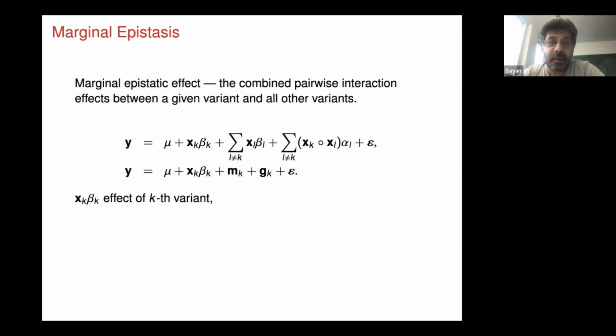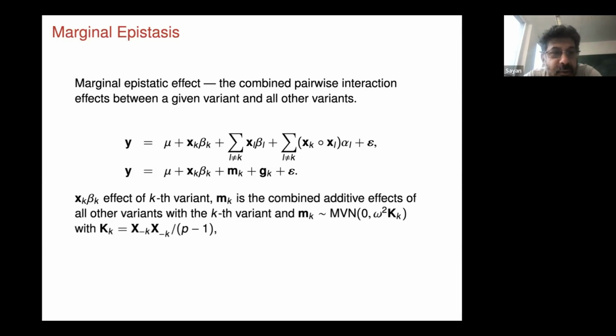And how do you do that? You have a mean, that's your first term. You have a linear term, that's your x_k beta_k. And then you have the interaction between x_l and beta_l. And then the last term before your noise is the interaction between x_k and all of x_l. Okay? And this x_k beta_k is the effect of the kth variant. So we can rewrite this in terms of the mean, the x_k beta_k, this m_k, a g_k, and an epsilon. I'm just rewriting all of these.